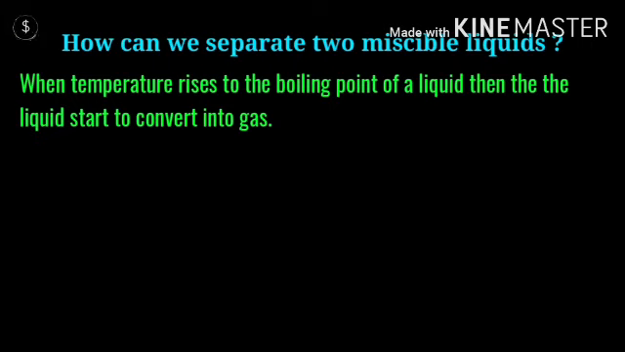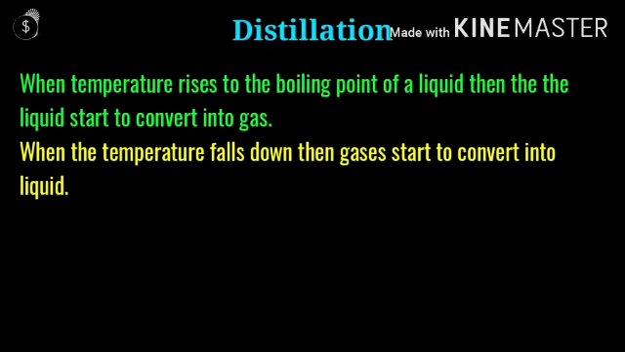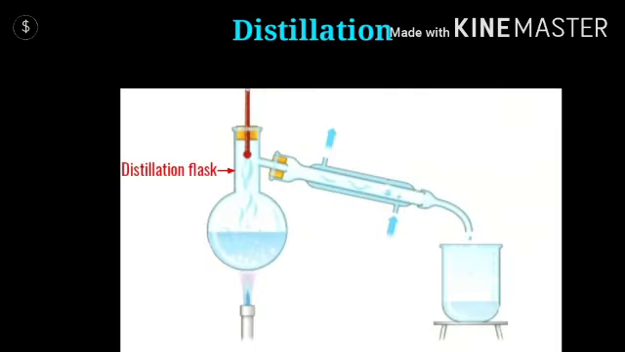Distillation works like this: when the temperature rises to the boiling point of a liquid, the liquid starts converting into gas. And when the temperature falls, the gas starts converting into liquid. Also, distillation is used for separating the mixture of salt and water. When you want both salt and water, both solute and solvent, then the distillation method is used. And we use the distillation method for separating two miscible liquids.